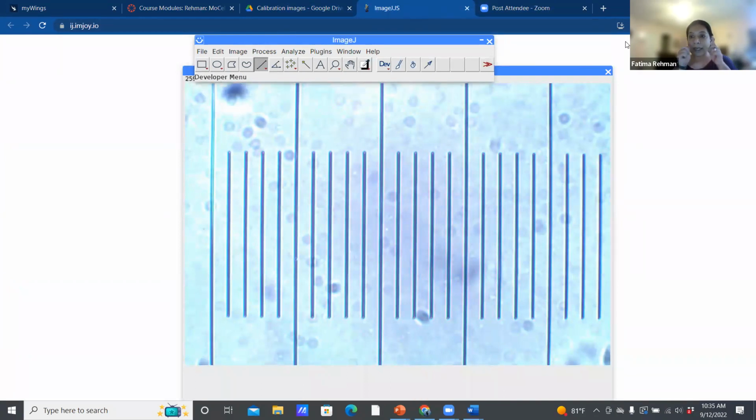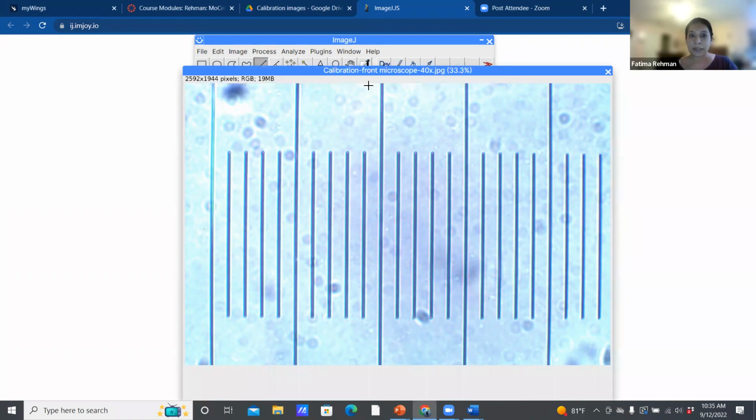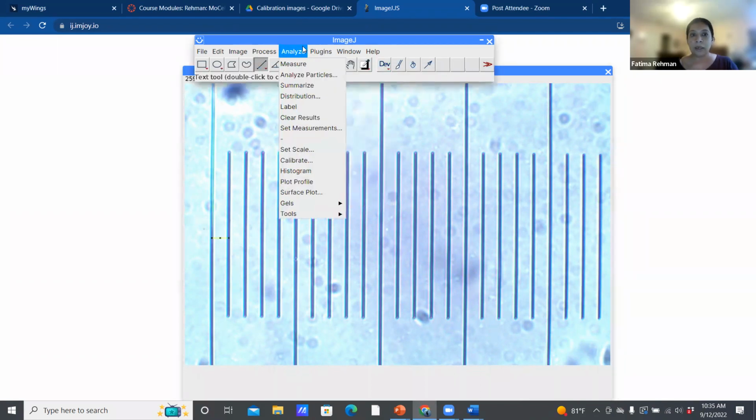So you're measuring the length between the tick marks. Right now it's not the cell, these are tick marks, because you're calibrating your ImageJ software. So you're figuring out your calibration, yes. So again, I'm opening my 40X objective lens image now. This is the calibration front microscope 40X. And I'm going to do the same thing. I'm going to go from the middle of one to the next, between two tick marks, and I made that line.